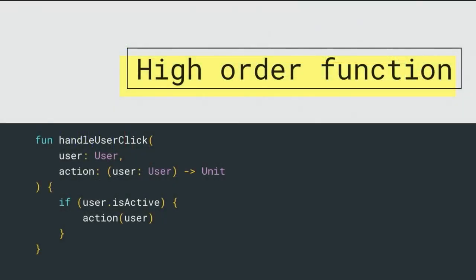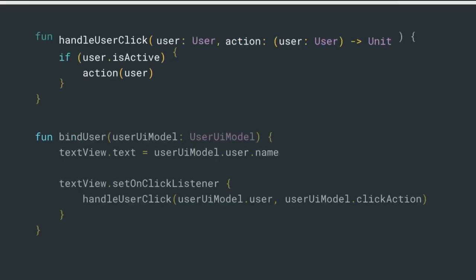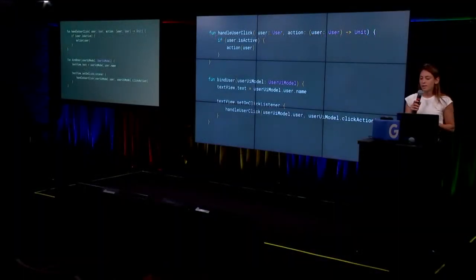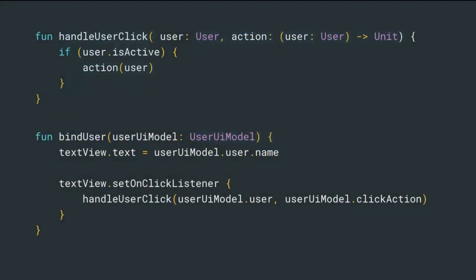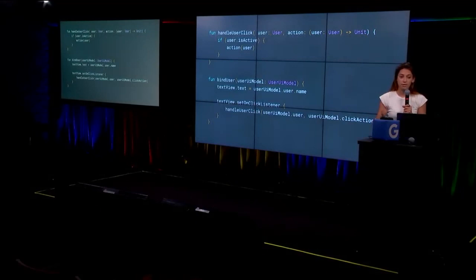So in general, functions that accept other functions as parameters or return functions are called higher-order functions. So now that we have our user click, let's say that we want to somehow bind the user. So we're saying whenever we get the user UI model, then we set the name to the text view. And then whenever we click on it, we call this handle user click. Let's say that this handle user click is also being called from multiple places. Maybe we have multiple UIs that also have to do this to handle a user click.